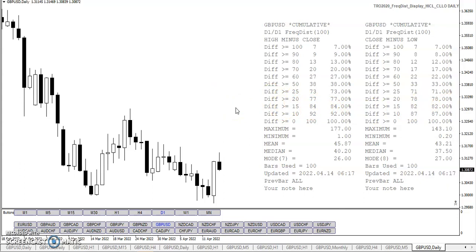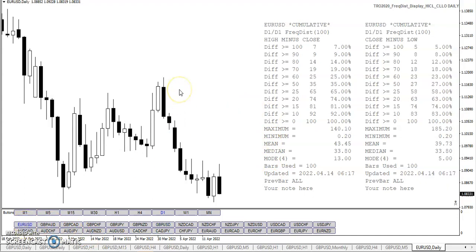So the thing is, statistically, where would you rather take the trade? But this is for the pound, so let's switch over. Let's take a quick look at the euro so you can see what I mean by adjusting the tool. With the euro, if you use 15, that's 81% of the time for high minus close, but on close minus low, it drops all the way down to 74. So once again, you might want to adjust this on the euro.